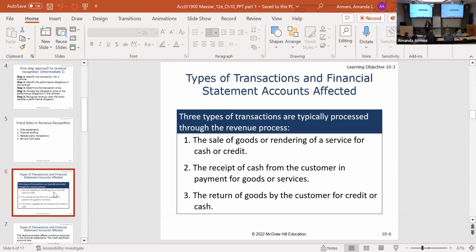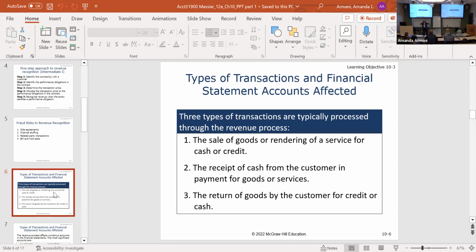What do we call credit? Accounts receivable. And then, so this would be the debit, what's the credit in our journal? Revenue, right? Perfect. What about number two?